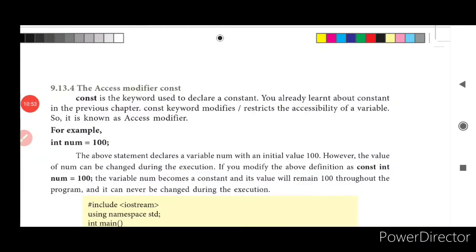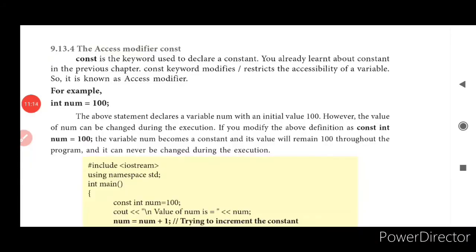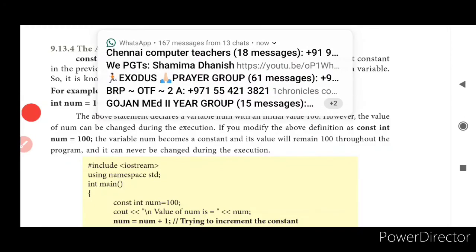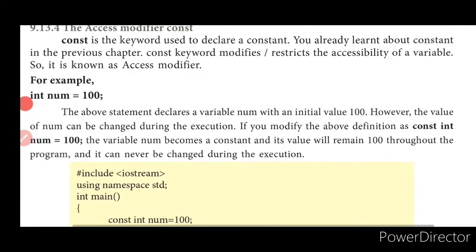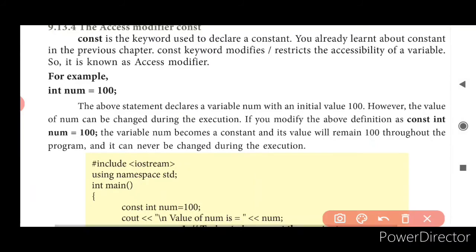Next is your access modifier constant. Constant is a keyword which is used to declare a constant. You have already learned constant in a previous chapter, isn't it? So what happens with your constant keyword? It modifies or restricts the accessibility of a variable. That is why it is termed as what? Access modifier. For example, let us take int num is equal to 100. Initially if I give int num is equal to 100, during the program if I make any changes during execution, it will be accepted. Whereas, if I make it constant int, what will happen? The value can't be changed. Clear?